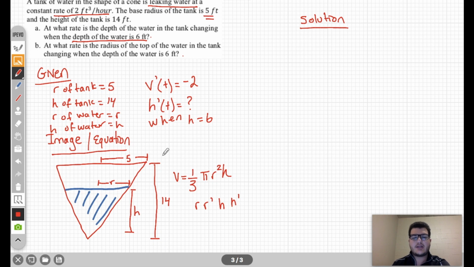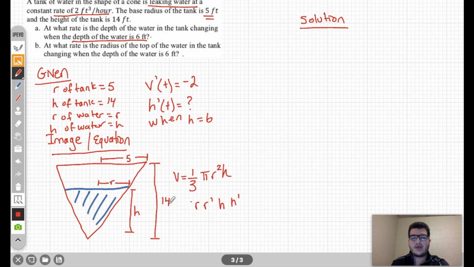So if we look back here, we're not given any information on r. So we have to eliminate this variable. We only want h. We're solving for h prime, so we need that in our problem. We have what the height is of the water. It's 6. We don't have r and we don't have r prime in terms of the water. So we have to eliminate this variable.